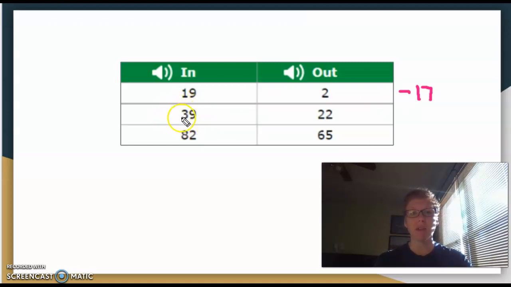We have a next number, 39. And it goes in the machine and out pops 22. Well, if we follow the same rule, is 39 minus 17, does that equal 22? It sure does. So let's double check our last number. Is 82 take away 17, does that equal 65? Let me do some mental math here. Yep, it sure does. 82 take away 17 equals 65. So our rule for this table is subtract 17.